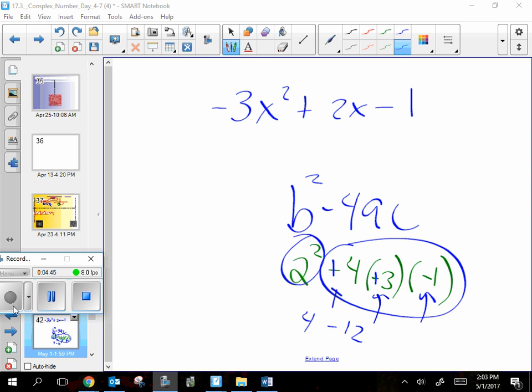4 minus 12, is that going to be positive, negative, or 0? That's going to be negative. -8 to be exact. And that means there's how many solutions? No solutions. And if you haven't got that written down, you should write it down.